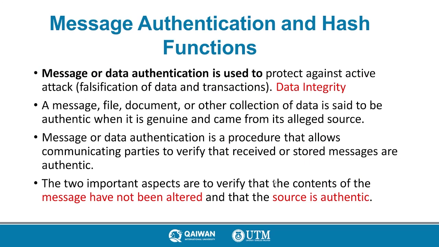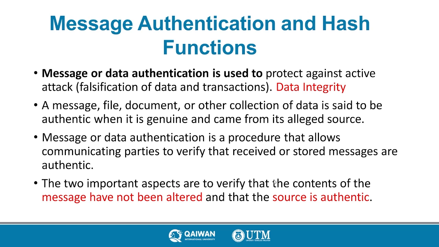Now, message authentication and a hash function. A message or data authentication is used to do what? To protect against active attack. Of course, the type of active attack, we said, will be falsification of data and transactions, okay, and data integrity. So active attack would be data integrity, passive attack would be data confidentiality.